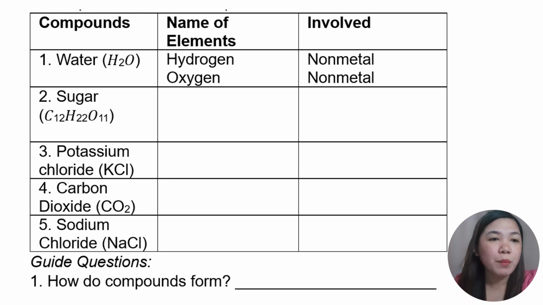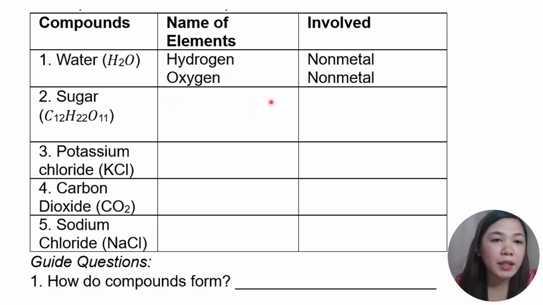So let's say for example, water. The chemical formula of the water is H2O. You can see it here, the H2O. If we're going to dissect the name of the elements that are being used here as a compound, the H here is for the hydrogen and the O for the oxygen. By the way, let me just disregard the numbers that you can see here in the lower part. That will be discussed in our next lesson.